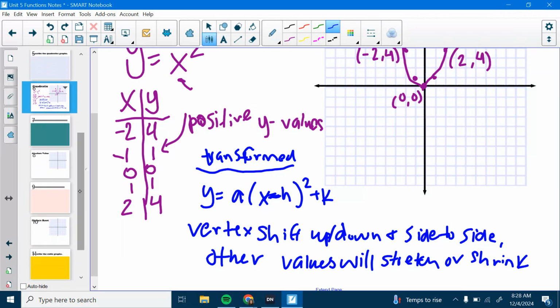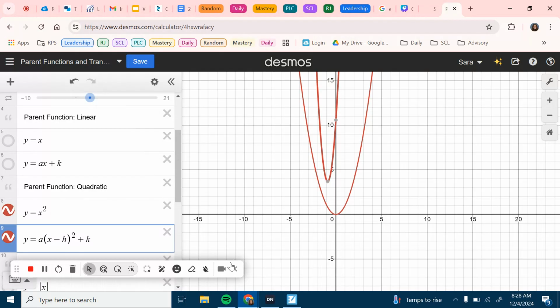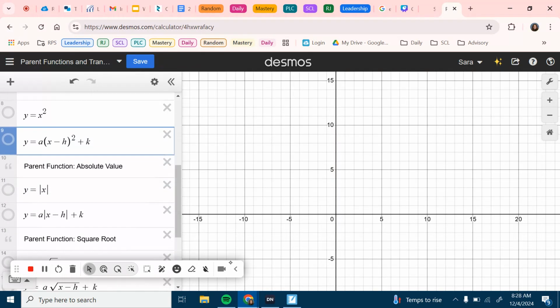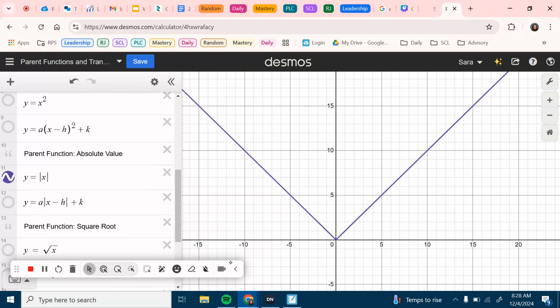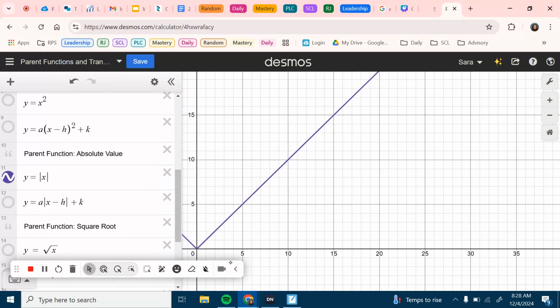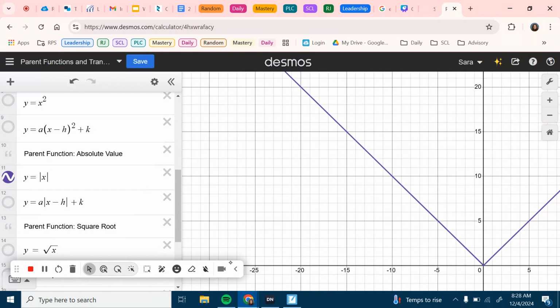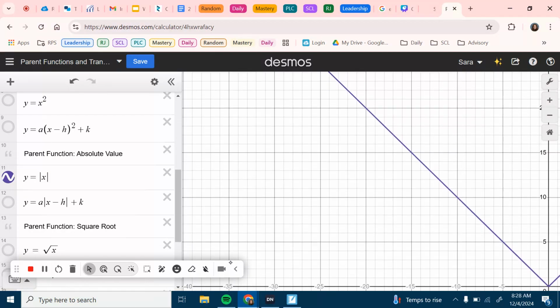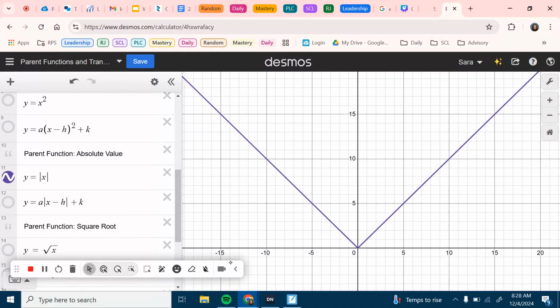Okay, the next kind of parent function that we have is the absolute value graph. And I like absolute value graphs because it's a combination of the last two graphs that we talked about. So if you look at our absolute value graph here, y is equal to the absolute value of x, we see that if I just look at this upper corner, it looks like our linear graph. And if we look at the other side of it, it looks like our linear graph but upside down. So our absolute value graph is very, very similar. It just only goes up. And we see it kind of makes the similar shape as the quadratic.